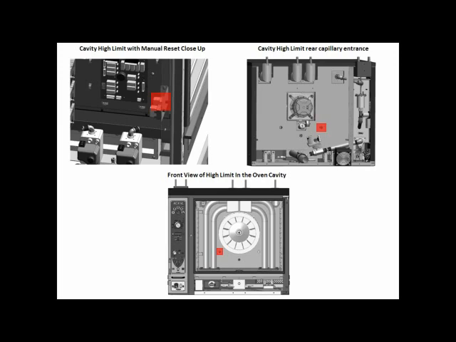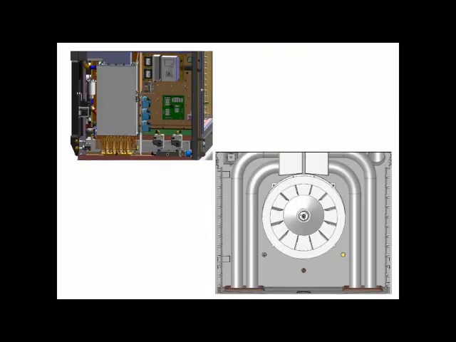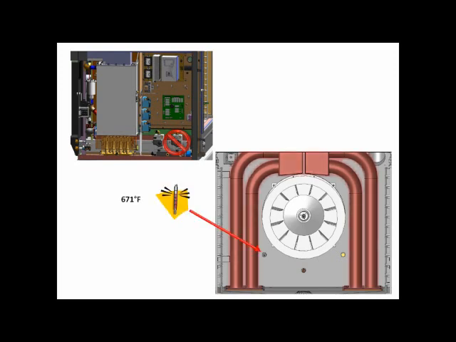It is located behind the control panel on the right when viewed from the front, and the sensing bulb is down and to the left of the blower wheel. One example of how the cavity high limit may trip is if the gas valve main solenoid fails open, it could cause the burners to operate beyond the set point of the temperature controller. The high limit reaches 671 degrees, trips, disabling the module.